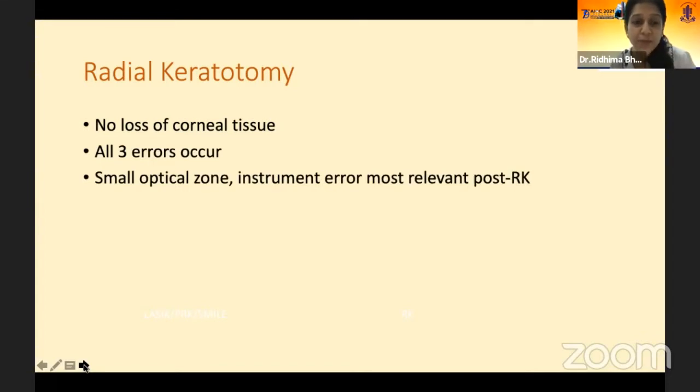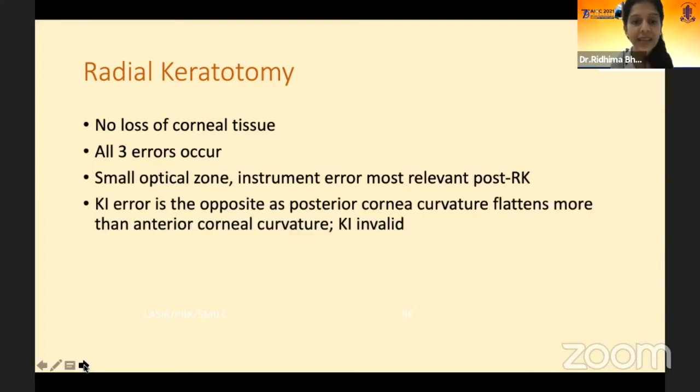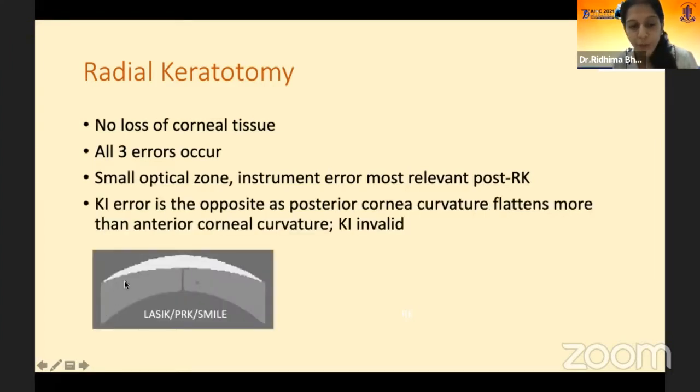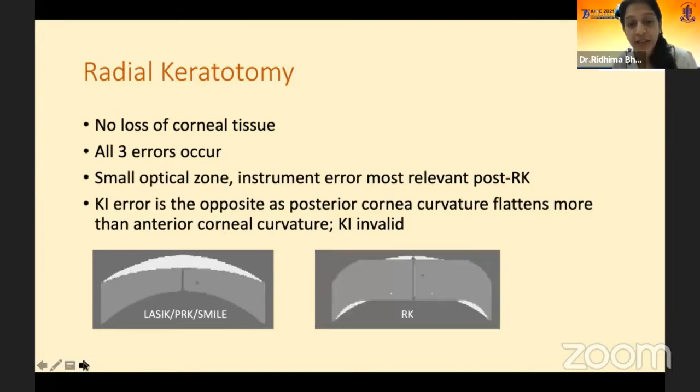In RK, there's a very small optical zone, so instrument error is extremely relevant. As you see here, after a myopic LASIK or SMILE treatment, only the anterior corneal curvature is flattened. Whereas in RK, with the incisions that we give, there is a flattening of the anterior as well as posterior surfaces. One might think that both are flattened and the ratio remains intact at 1.21, but that does not happen, because the posterior corneal curvature flattens even more than the anterior corneal curvature. And the keratometric index of refraction again is invalid.